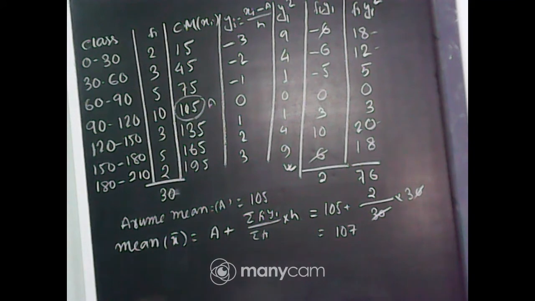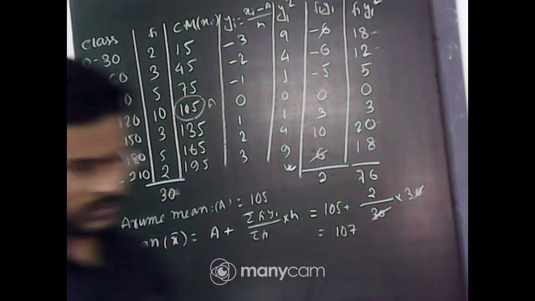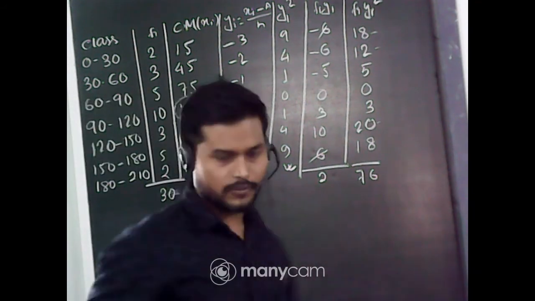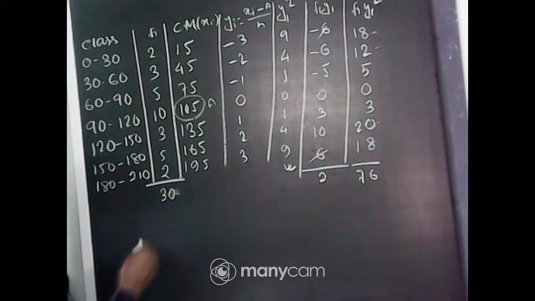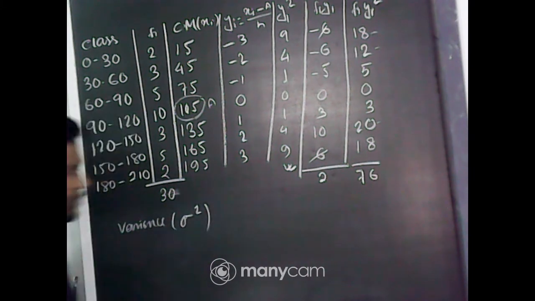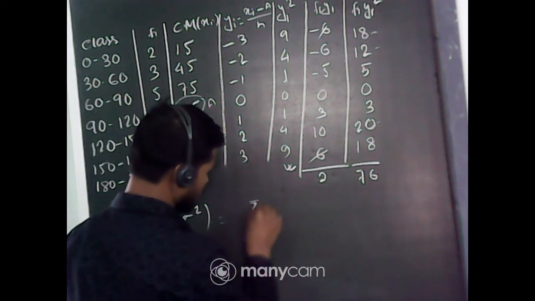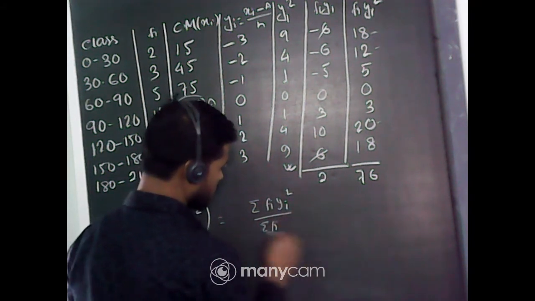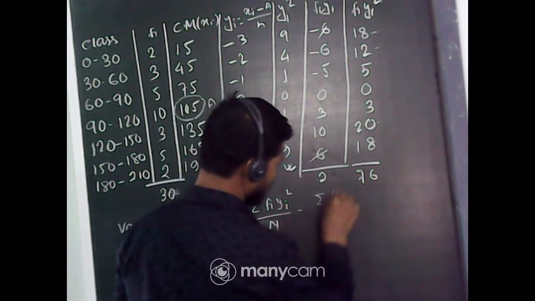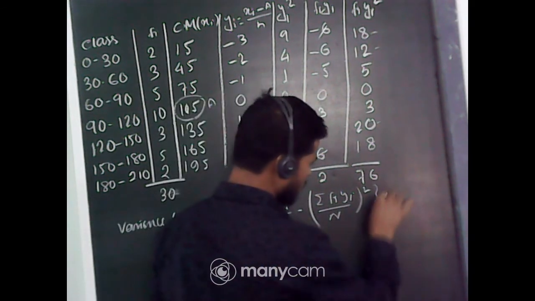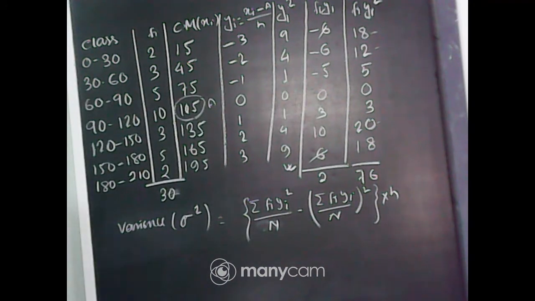Up to this portion you have already solved in the previous class. In class 10 we have solved this type of problem. Now we have to find the variance of the data. I'm rubbing this portion. Now the variance of the data is given by sigma square, and it is defined by summation of fi yi square by summation of fi, or you can say n, minus summation of fi yi by n whole square, into h. This is the formula to find the variance of a given data.